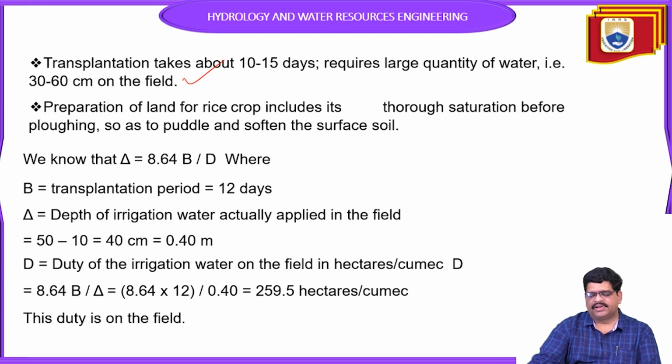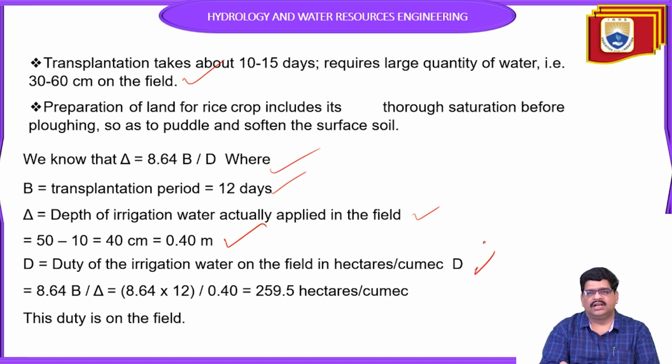Preparation of the land includes saturation before plugging. Delta is equal to 8.64 B by D, where B is the base period of 12 days, and delta is the irrigation water actually applied in the field: 50 minus 10 is equal to 40 centimeters, that is equal to 0.4 meters. D is the duty of the irrigation water, in hectares per cumec.